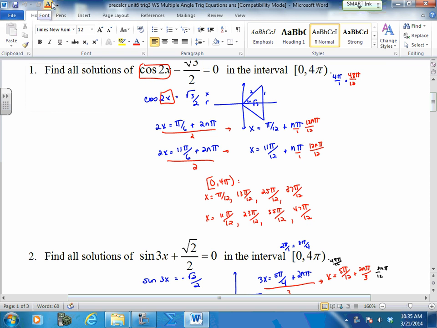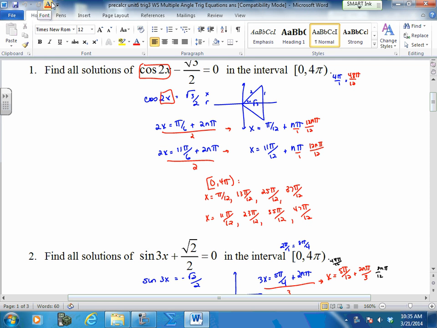Different than when we did them in Algebra 2. We're not going to use your formulas. We're going to solve them as if it's a regular angle, and then we're going to make the double angle part. So first thing we do is solve this as if it was x.